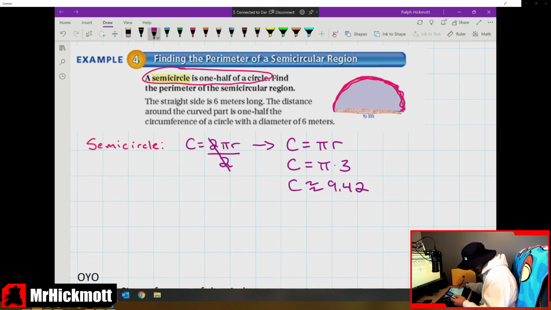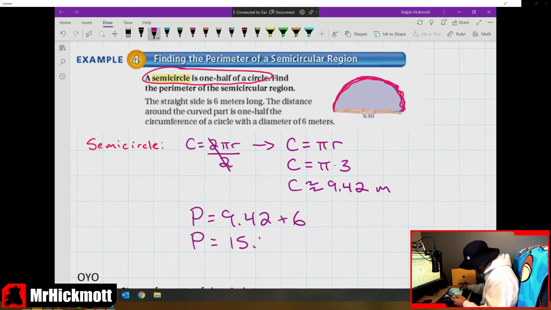9.42 meters. So the pink curve is 9.42 meters. So the perimeter overall is 9.42 plus that 6, which comes out to be 15.42 meters. And that's my final answer.